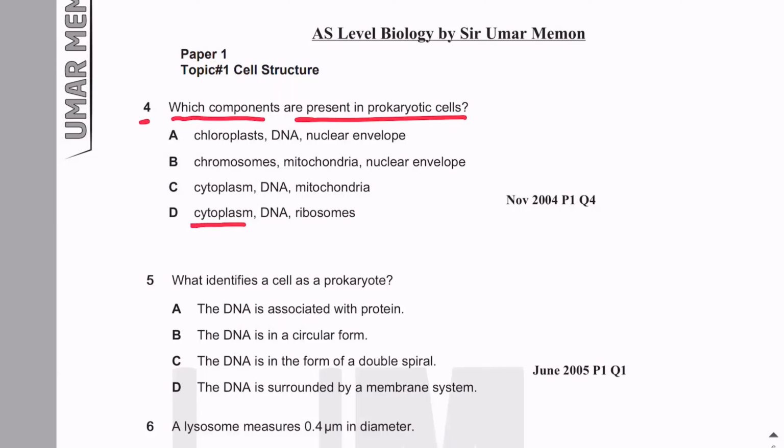Exactly. Cytoplasm is present in the prokaryotic cell. Also the DNA and ribosomes. Mitochondrion is not found in the prokaryotes. Nuclear envelope and mitochondria are not found in the prokaryotes. Even chromosomes are not found in prokaryotes. Nuclear envelope is not found. Chloroplasts are not found in the prokaryotes.